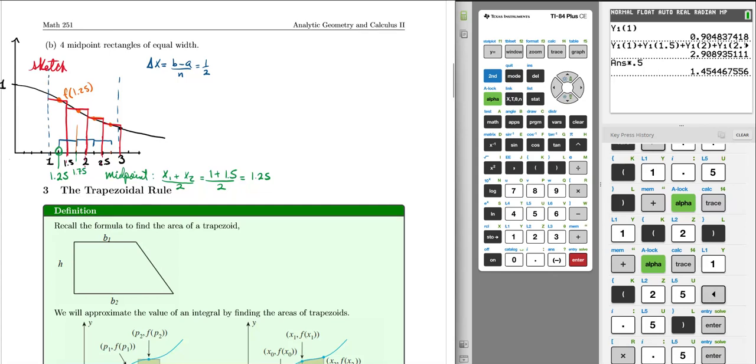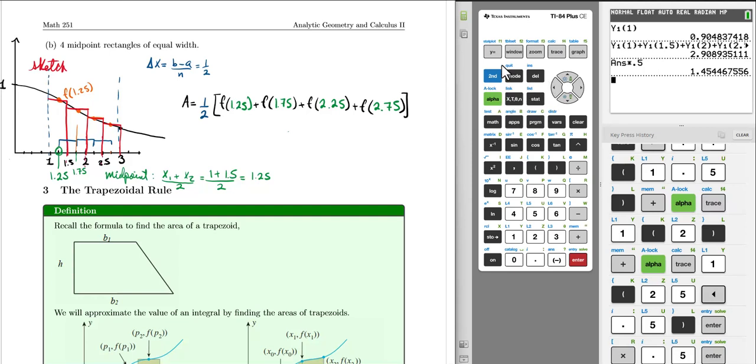Okay, so to calculate the area, it's going to be the same idea. The area is going to be equal to the width, 1/2, times the sum of the heights, which is the function evaluated at the midpoints of the subintervals. Alright, so now once we've set up our formula for the area, let's figure out what this area is using our calculator.